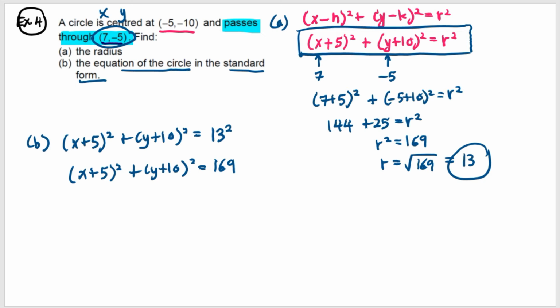If you are asked to write the equation of the circle in the general form, then you have to expand this and make the equation equal to 0. So this is the standard form of this circle.